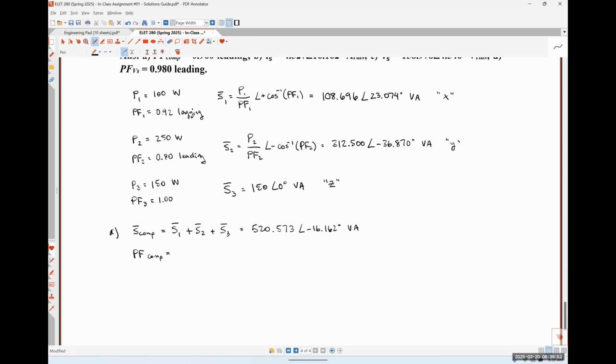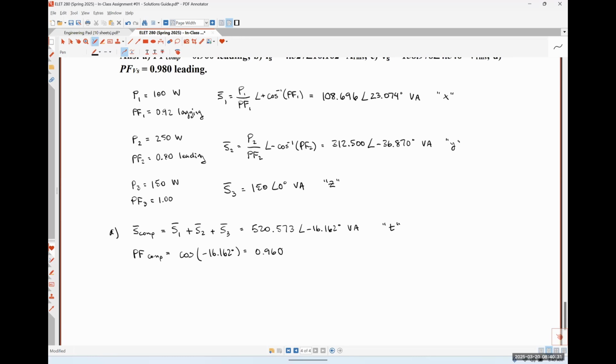Cosine of that angle, absolutely right. So that'll be the cosine of negative 16.162 degrees. So cosine of the angle of what I have stored in my calculator as T, I got 0.9604, so let's call this 0.960.